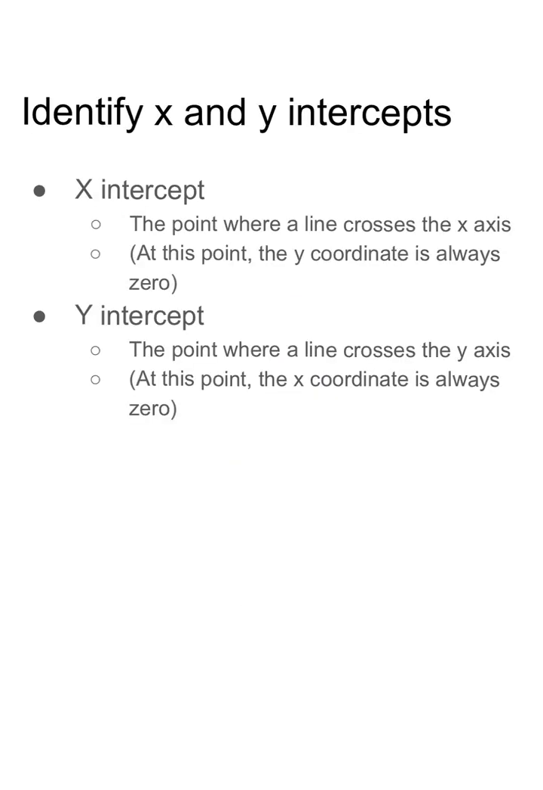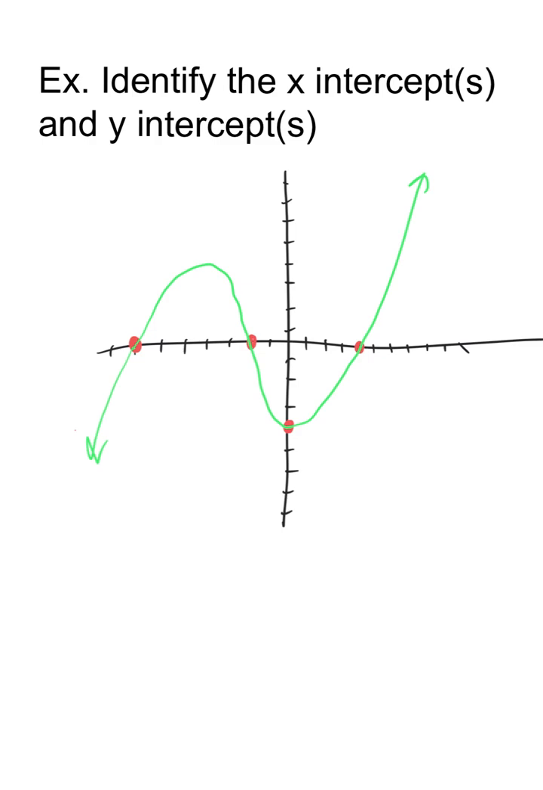Now we need to identify the x and y intercepts. So x-intercept is the point where a line or graph, in that sense, crosses the x-axis. And at this point, the y-coordinate is always 0. And then the y-intercept is the point where a line crosses the y-axis, which is at this point, the x-coordinate is always 0.